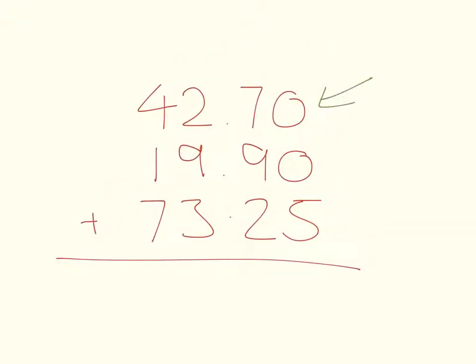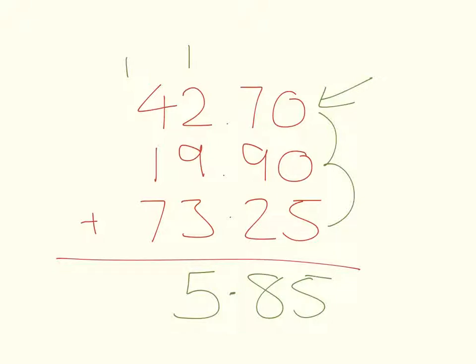over here. So we say what is 0 plus 0 plus 5, and the answer is 5. Next we ask what is 7 plus 9, which is 16, plus 2 is 18. So we put down the 8 over here, and we carry the 10 up here. Then we say what is 1 plus 2, which is 3. 3 plus 9, which is 12. 12 plus 3, which is 15. So the 5 goes here, the 10 goes up here.